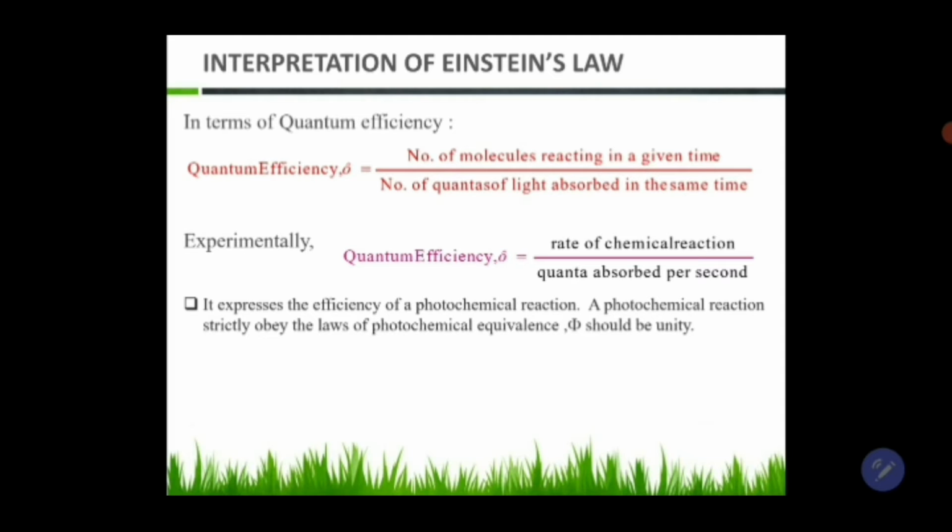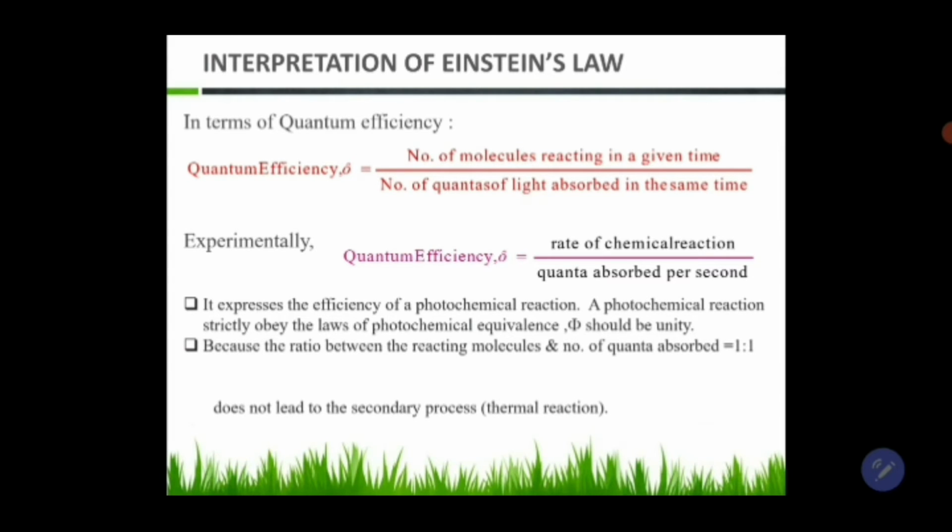A photochemical reaction strictly obeys the law of chemical equivalence, that is, one molecule can absorb one quantum. If they strictly follow the law of chemical equivalence, then phi must be equal to 1. That means the ratio between the reacting molecules and the number of quanta absorbed must be a 1:1 ratio.